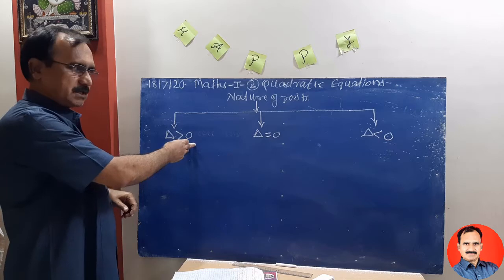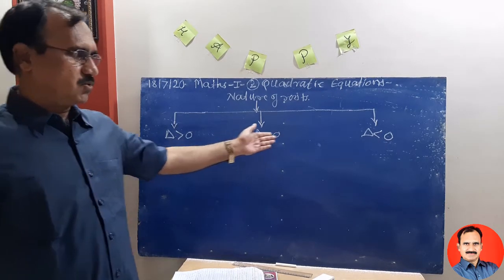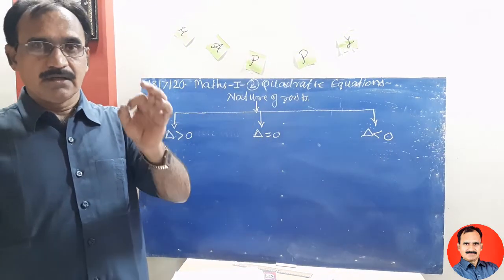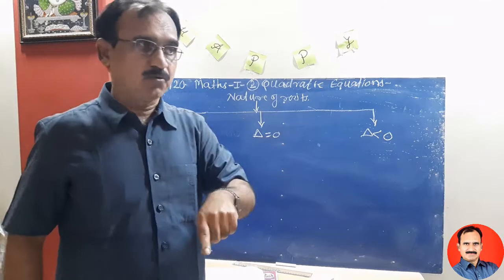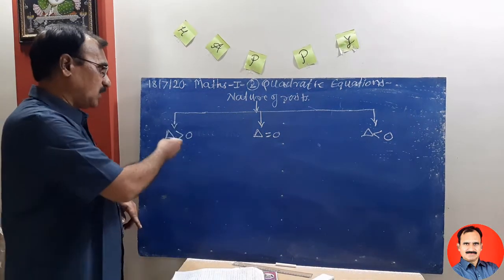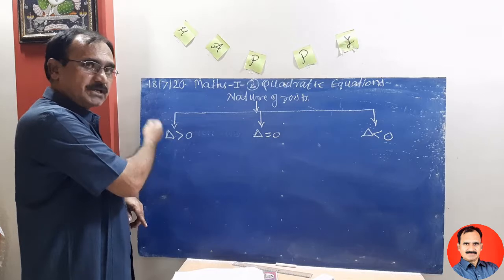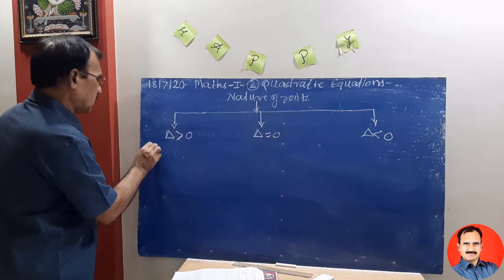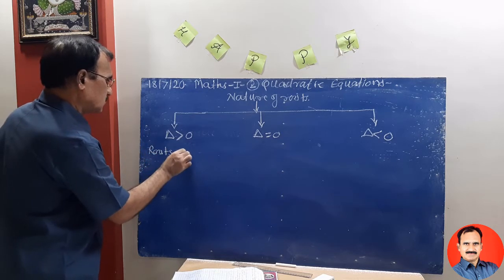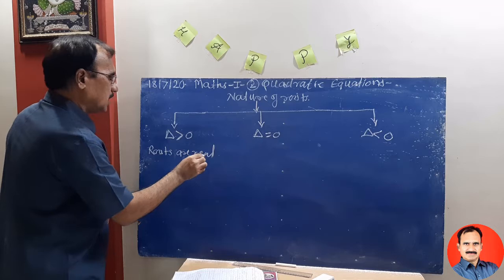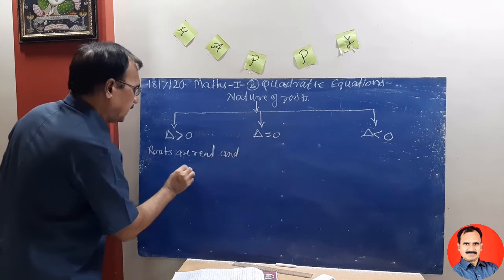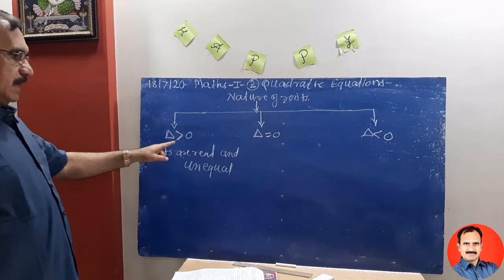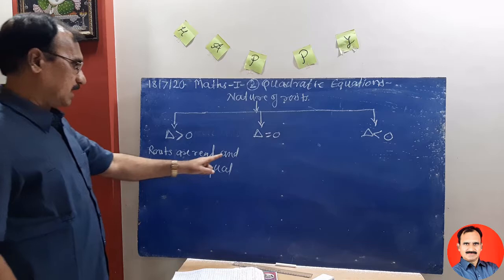First, delta is greater than 0; second, delta is equal to 0; and third, delta is less than 0. The value of the discriminant is b square minus 4ac, called delta. This is the notation of the discriminant. If delta is greater than 0, roots are real and unequal.